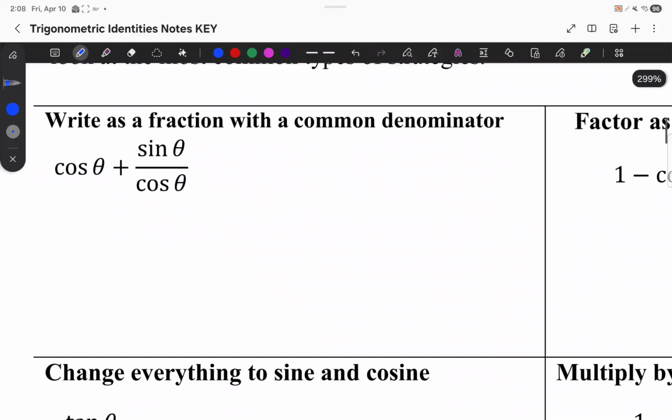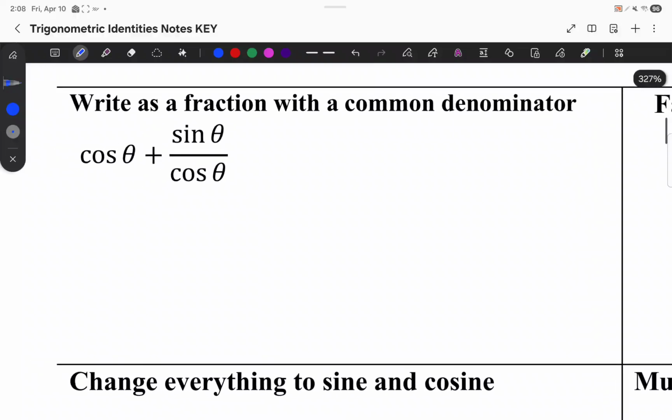So our first technique is if you have 2 different things, if you don't know what your angle is, you don't really have a good way of adding those, but something you could do is you could write it with a common denominator. So this is a fraction with a denominator of cosine theta. Is there a way we could rewrite this first expression to also be something with a denominator of cosine theta? What could we do?